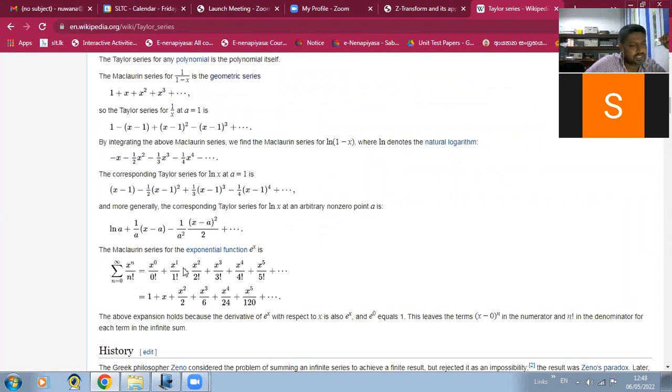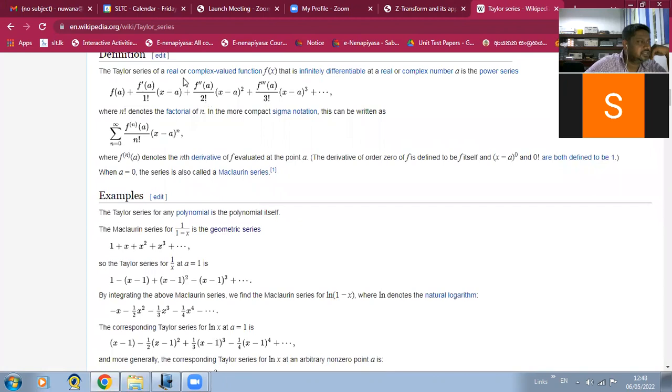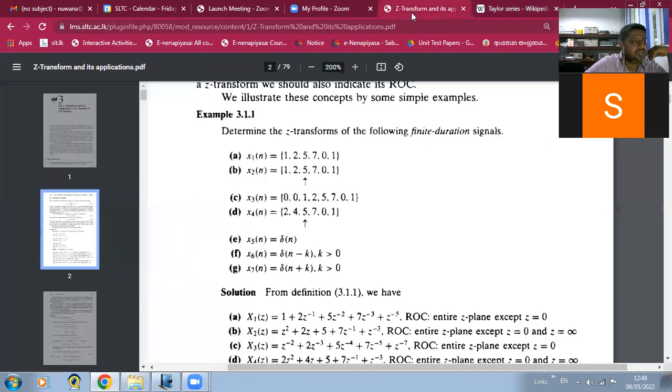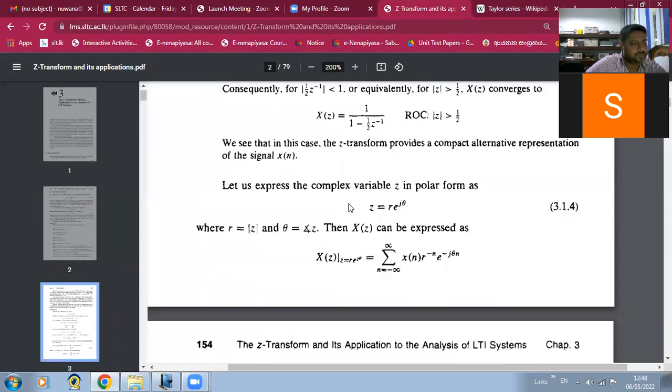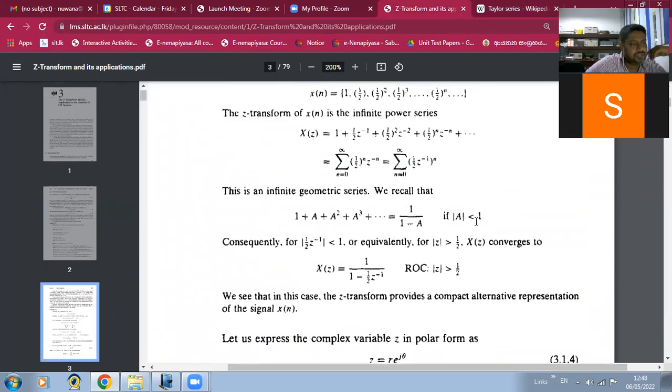Try to read these things. I think the condition is there, and in our textbook also the condition is there, so I will use that one. The absolute value should be less than 1. So this is one of the Taylor series expansions that we can use. Here it is not mentioned as Taylor series, but it is included in Taylor series or Maclaurin series.